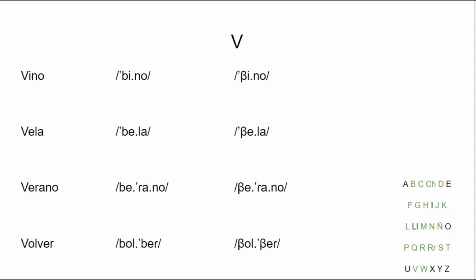These vary from country to country. Most of the time, you'll hear them pronounced exactly the same way as the letter B. So our words are vino, vela, verano, and volver. Notice that this is a B that is not aspirated. However, certain countries will pronounce it more like a V, or a mix between a V and a B. So we have vino, vela, verano, volver. For the sake of ease, we will be using the first pronunciation for the rest of these slides.